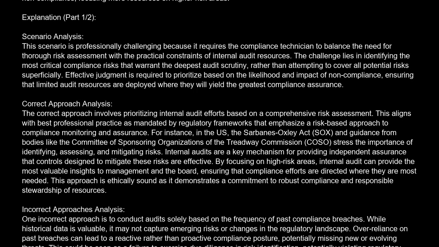The correct answer is D. Prioritizing audit areas based on a comprehensive risk assessment that considers the likelihood and impact of noncompliance, focusing more resources on high-risk areas. Explanation: scenario analysis.